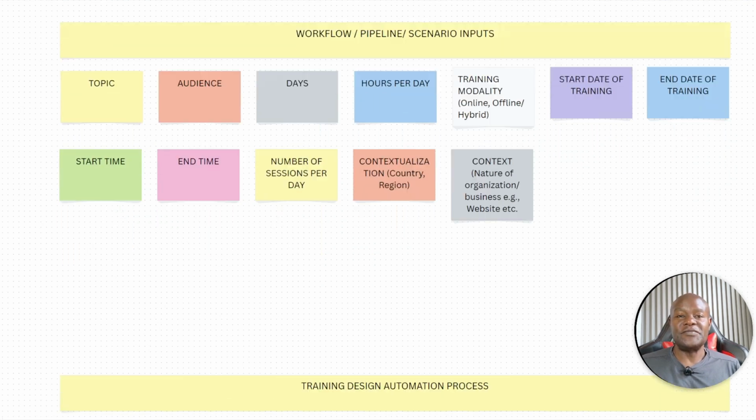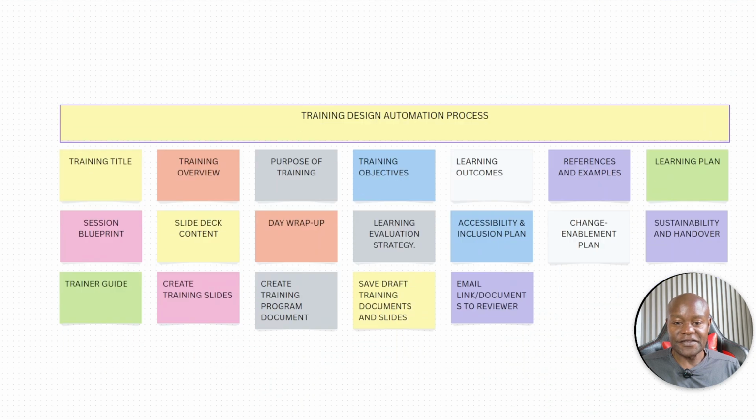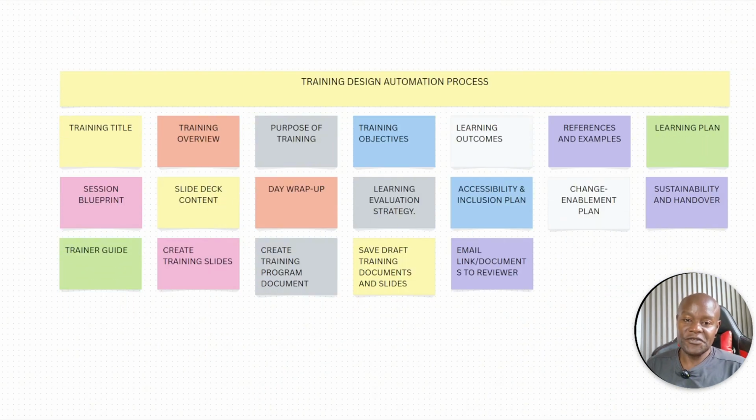When we get these inputs, we will ask ourselves, how do we go through the process of automation? We'll need to generate a training title. We'll need to have a training overview. We will need to have a purpose for training.